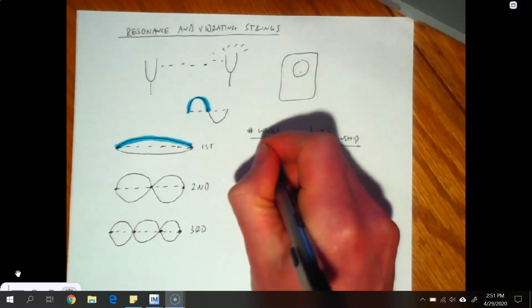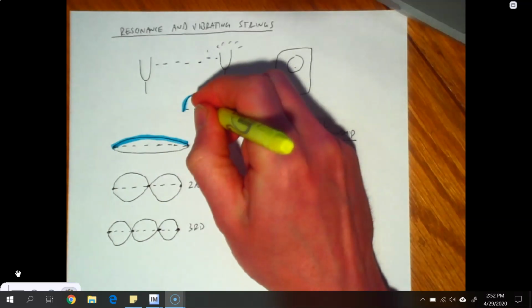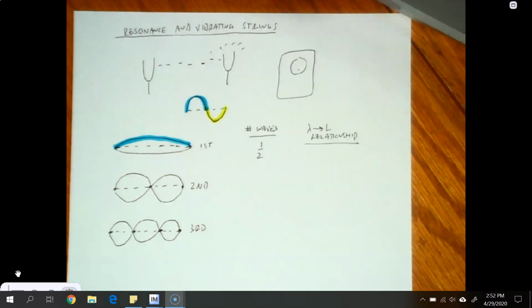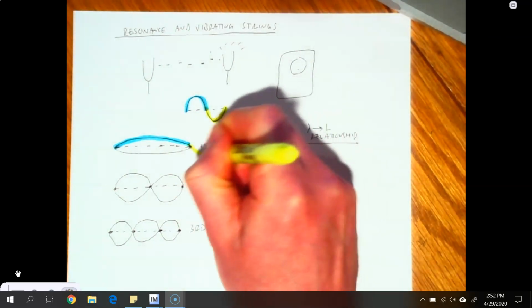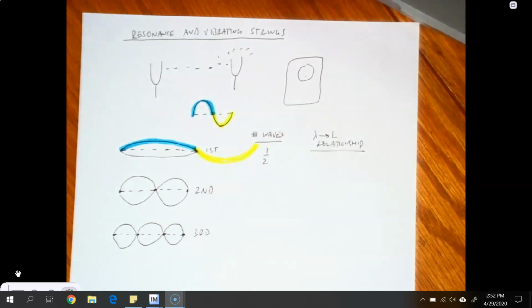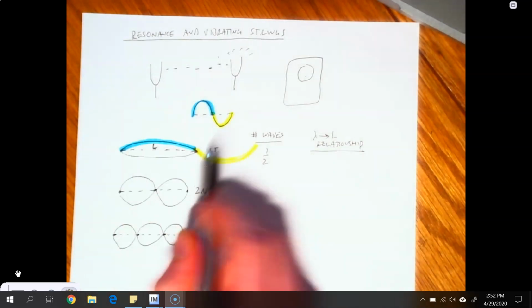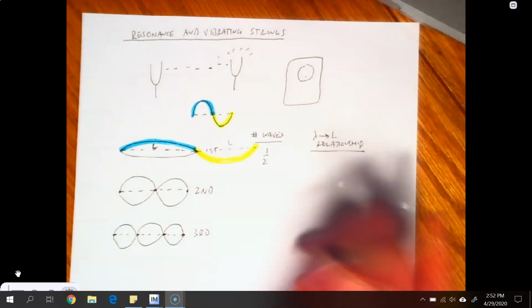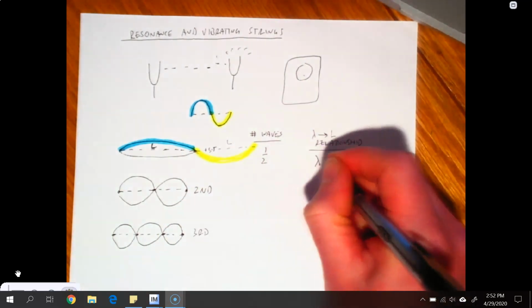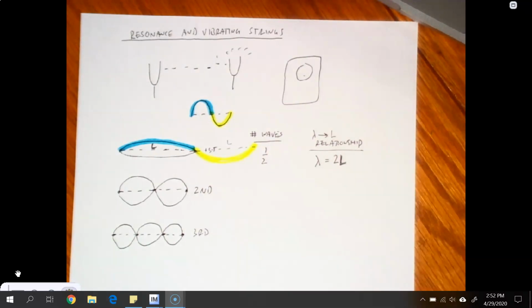And what that means then is that if I wanted to get a full wave, or I wanted to get this yellow part of our wave, or I wanted to get this additional part of our wave, I would need 2 lengths of that string. Here's one length, here's L, but if I wanted to get this yellow part of my wave, or the second part, I would need that again, or a second L. So a wavelength in this case is actually 2 times the length of the string.